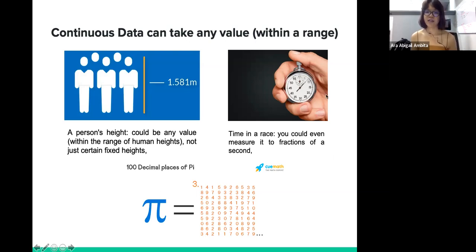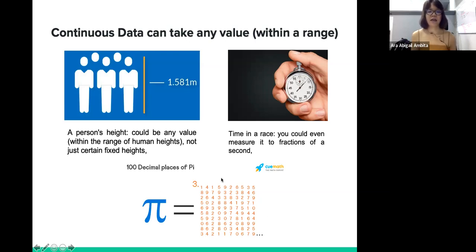Another example is the time in a race. You could even measure it in a fraction of a second. And the last example that we have is the infinite decimal places of pi. Okay, in here we are just showing the first 100 decimal places. It is infinite. The value is not discrete.